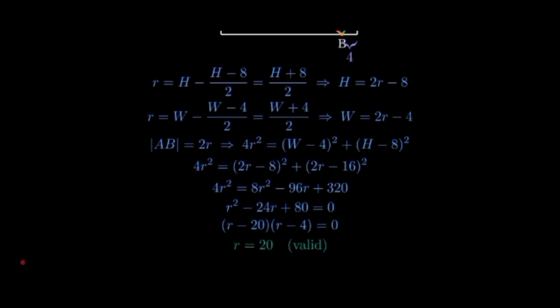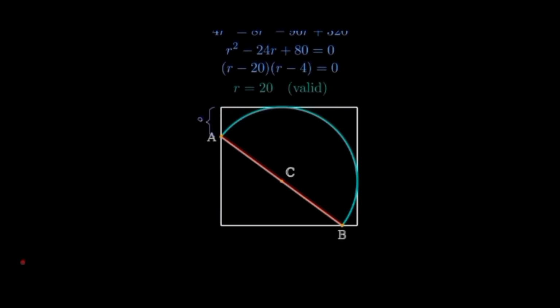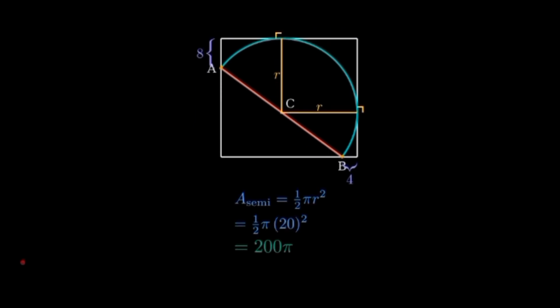Next, the length of AB is the diameter, which is 2r, using the distance formula between A and B. We have 4r squared equals (W minus 4) squared plus (H minus 8) squared. Now substitute W equals 2r minus 4 and H equals 2r minus 8 and solve for r.